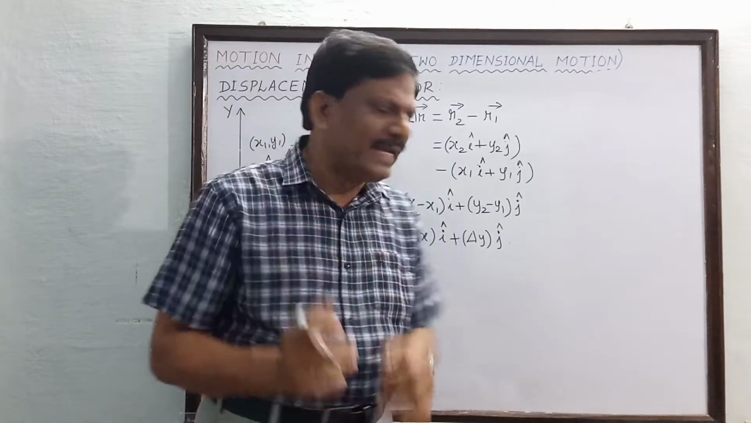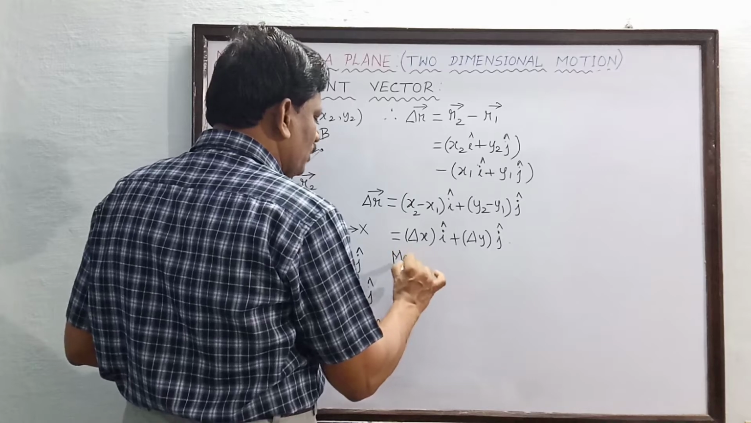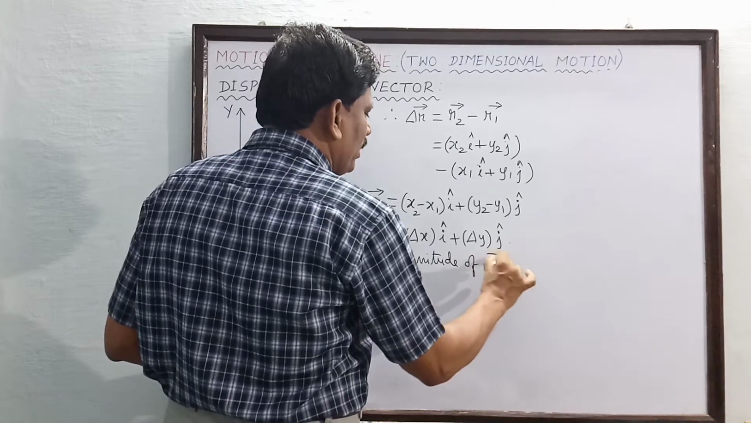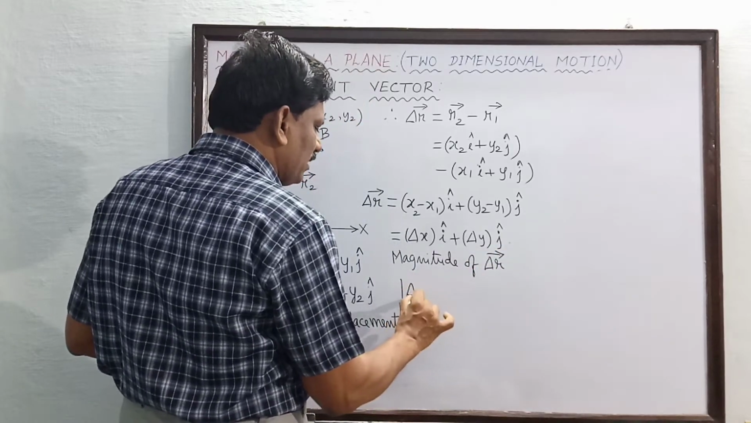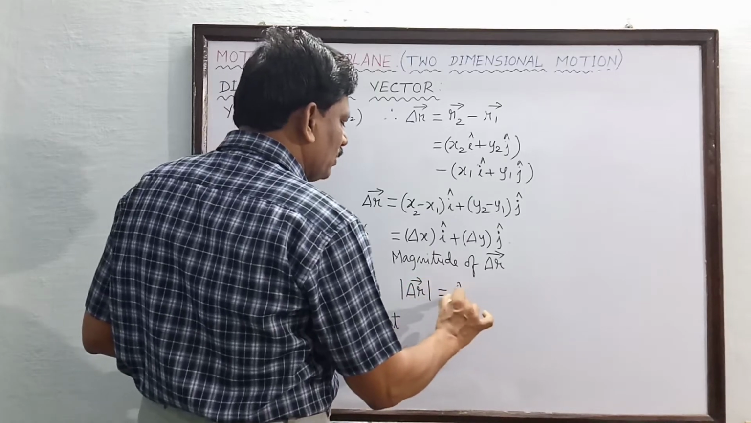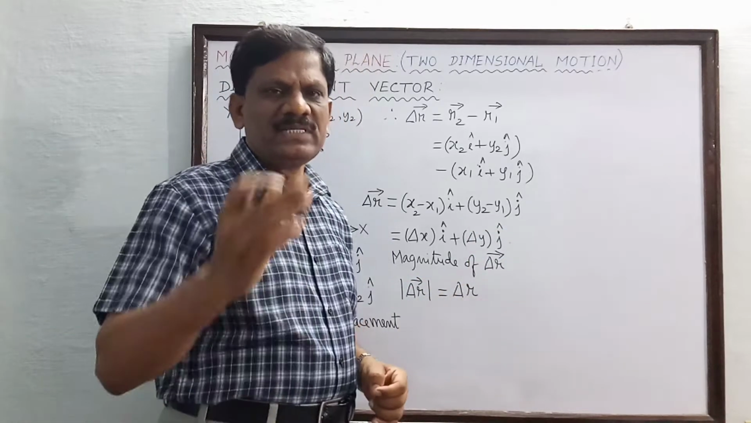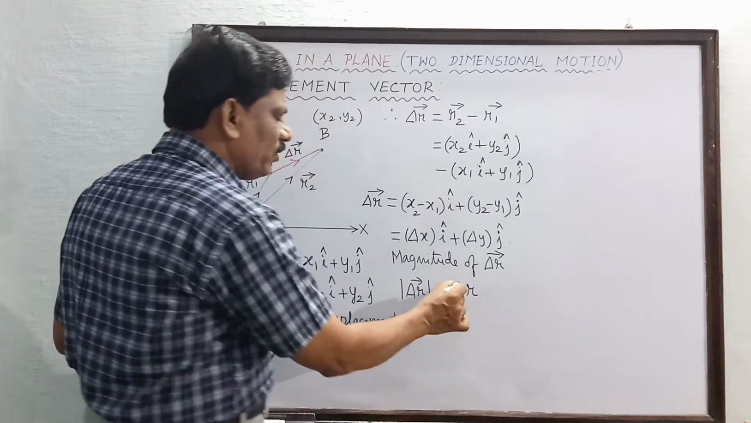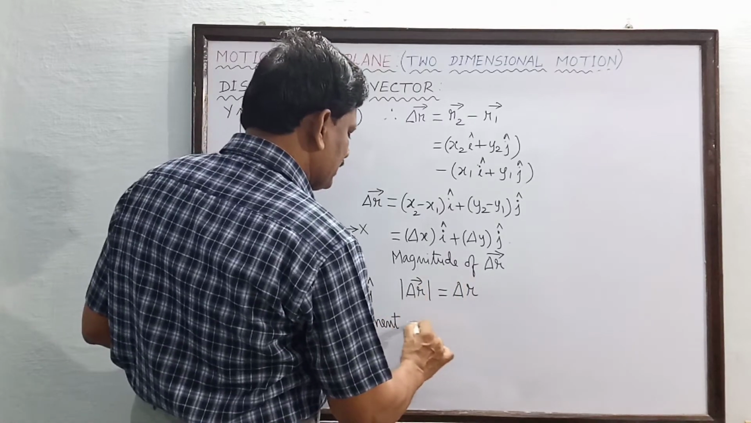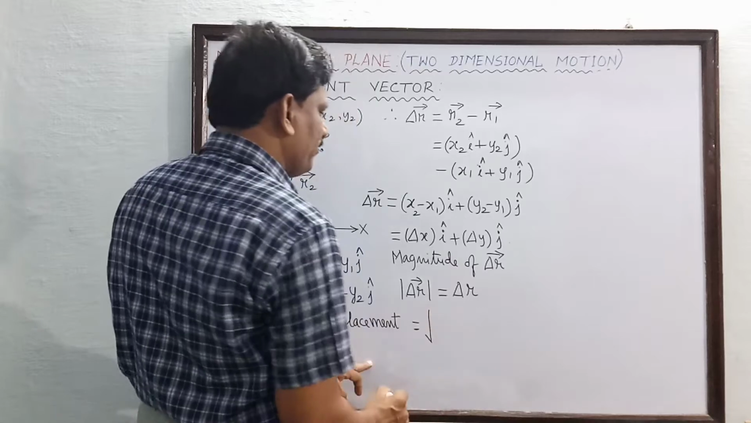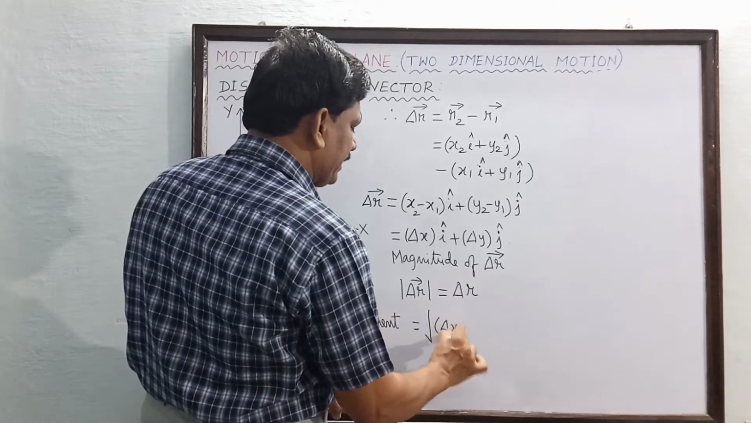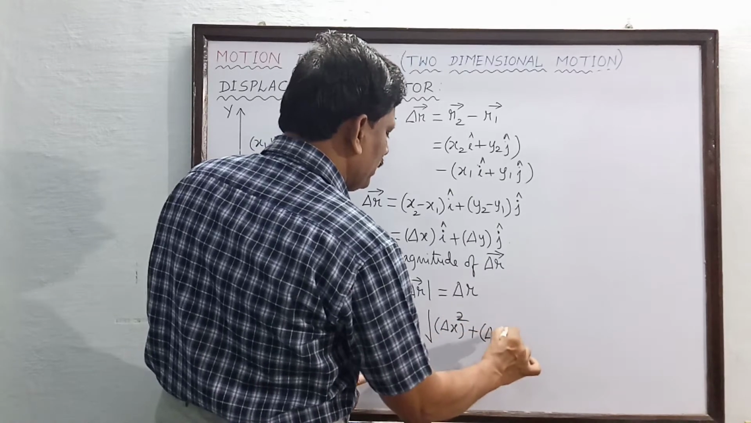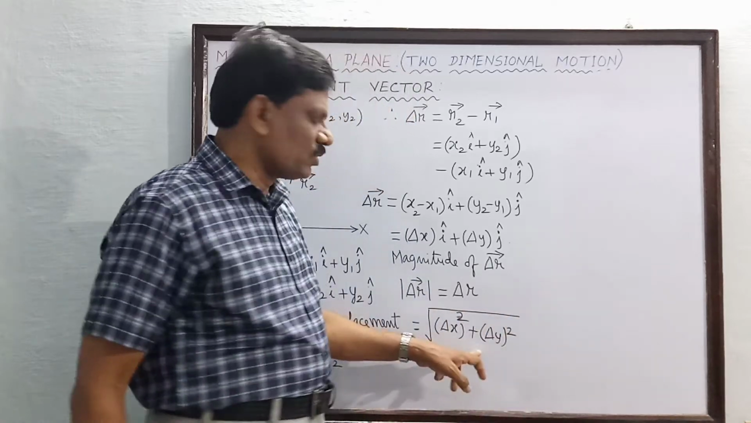Now I want to find only the magnitude. The magnitude of the displacement, the magnitude of delta R vector, is the modulus of delta R vector, that is equal to delta R. What is the magnitude of this displacement? That is the distance. We want only the magnitude of this vector, so it is equal to the square root of delta x square plus delta y square, all inside the square root.